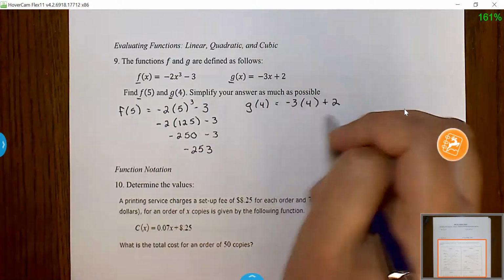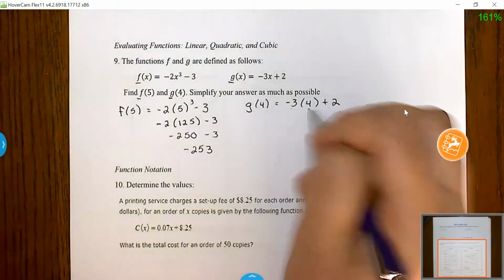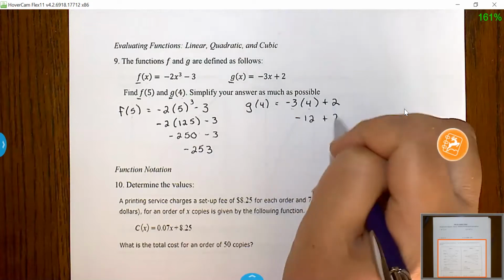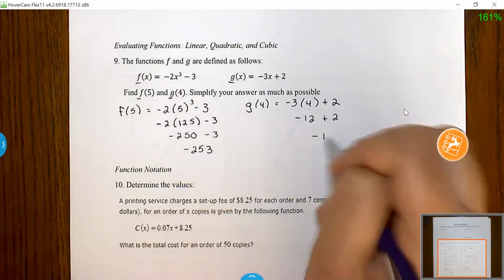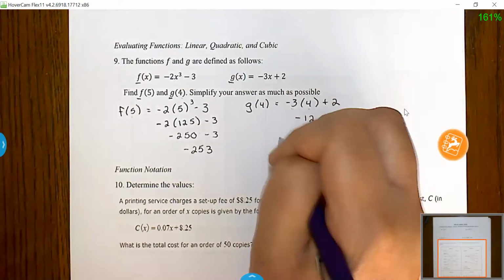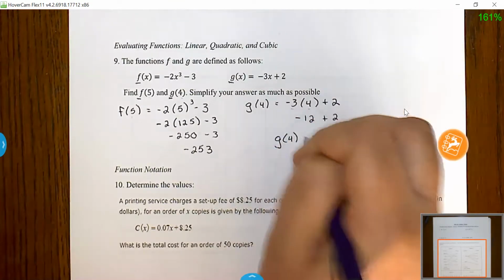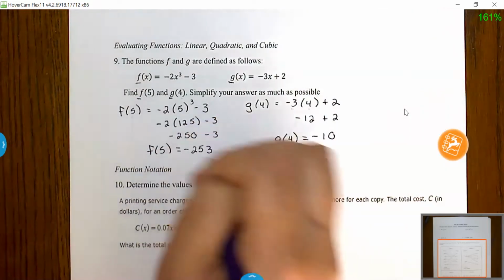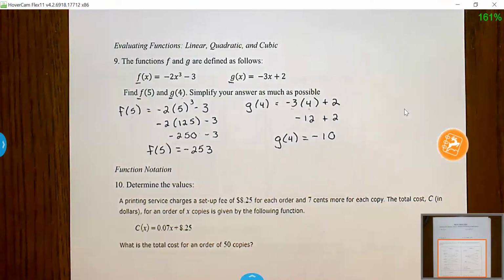And then g of 4, you're looking at negative 3 times 4 plus 2. Negative 3 times 4 is negative 12. Negative 12 plus 2 is negative 10. So g of 4 equals negative 10, and f of 5 equals negative 253.